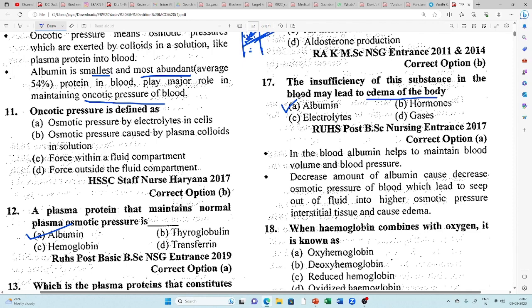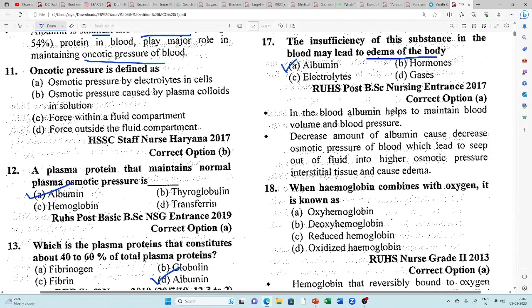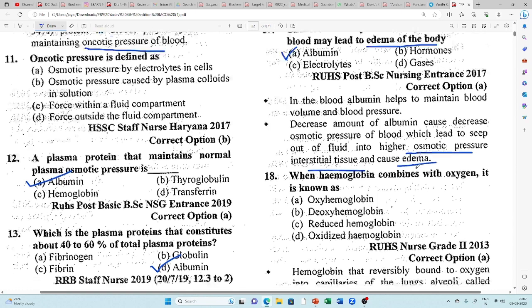In the blood, albumin helps to maintain blood volume and blood pressure. A decreased amount of albumin causes decreased osmotic pressure of blood, which leads to fluid seeping out into the higher osmotic pressure area, that means the interstitial space, and causes edema.